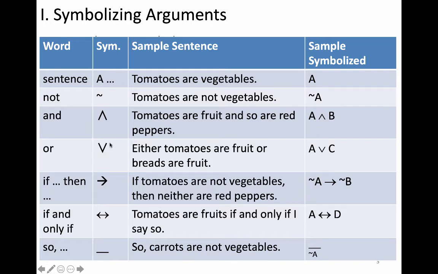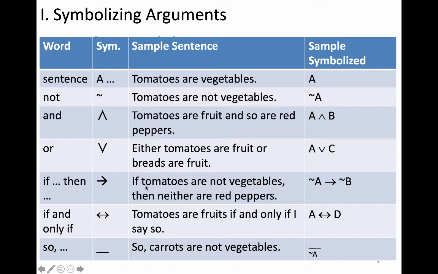We have an or here to say breads are fruit. We'll say either tomatoes are fruits or breads are fruits. Notice we switched from A being tomatoes are vegetables to A being tomatoes are fruits. In a single argument, you want to always keep the same letter for the same proposition. But in distinct arguments, it doesn't matter. There's no logical connection between a particular symbol and a particular proposition. You just stipulate, I'm going to let A stand for tomatoes are vegetables here. And then later on, we're not in the same argument anymore. We can let A stand for tomatoes are fruit, or we can use P or whatever else.